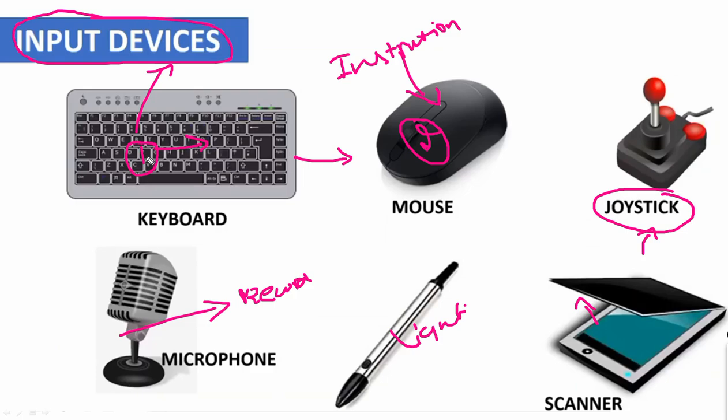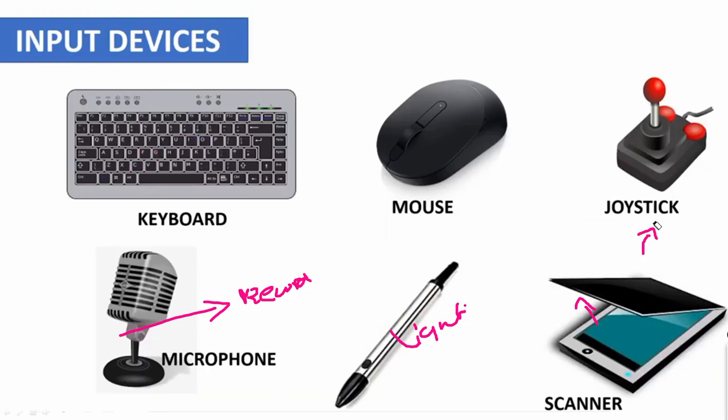Then the mouse is a pointing device. By using the mouse, we select applications, or we feed data onto the computer. These are the input devices of a computer. Input devices are nothing but the devices which we use to give information or instructions to the computer. All of these devices we call input devices.